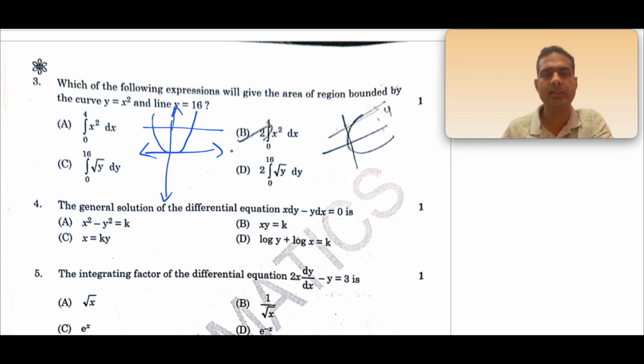Let's assume this is x, this is y, and this is 16. So y is equal to 16, and this curve is y is equal to x square. We have to find out the area of the region bounded by the curve y is equal to x square and the line y is equal to 16. We have to find out this area bounded by the red part.